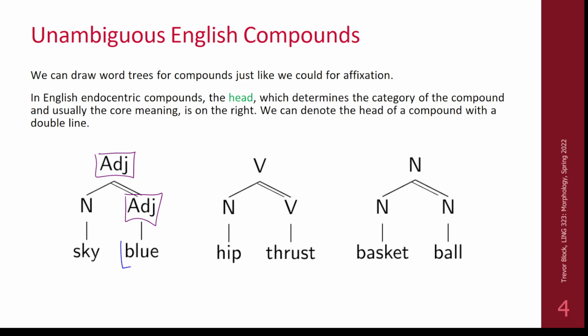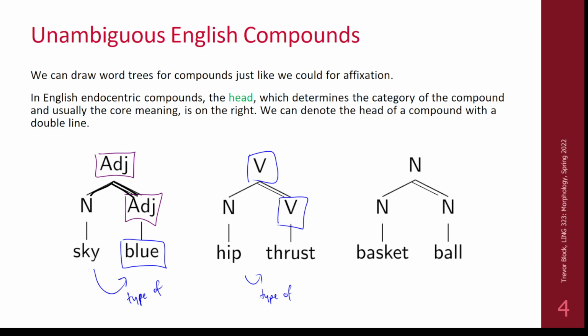Sky blue is a type of blue. So the core meaning of sky blue comes from blue. The category and the meaning together inform us that the right side here is the head. Blue is the head. To indicate that we have a head, we just use a double bar for our line on our tree. We see the same thing with hip thrust. Thinking about meaning first, a hip thrust is a type of thrust. So according to meaning, thrust should be the head. And if we look at categories, thrust is a verb, and so is hip thrust. So yes, thrust is the head here.